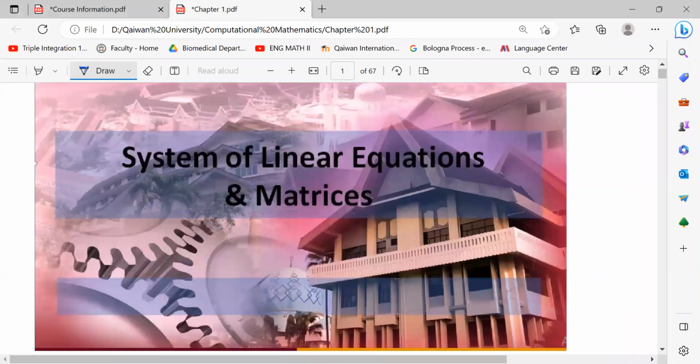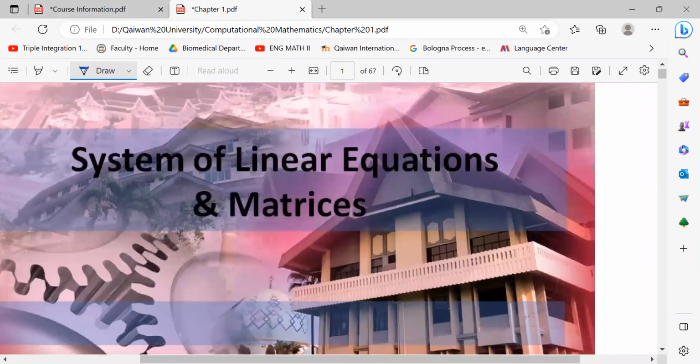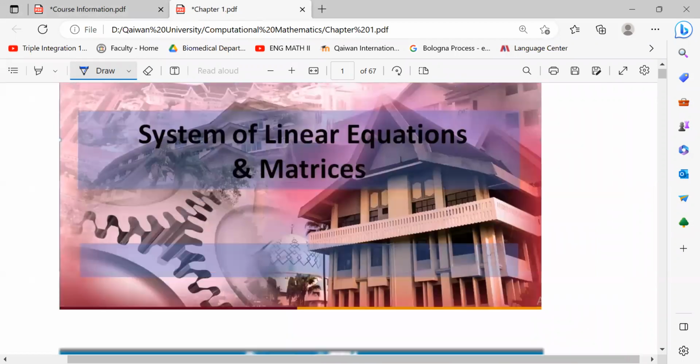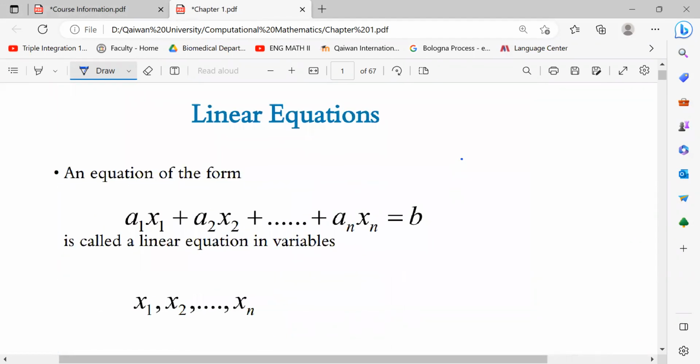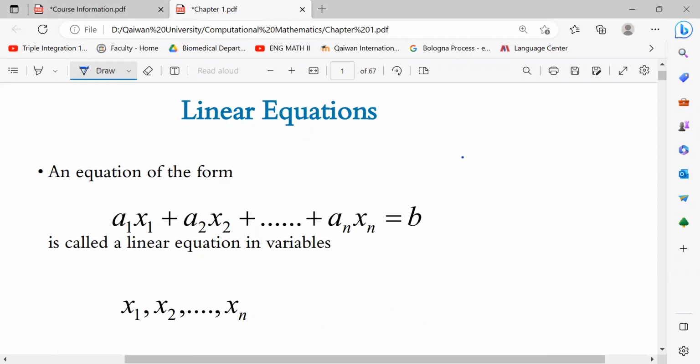The first chapter, as I said, is about linear systems, systems of linear equations and matrices. Here, first we should know what a linear equation is. A linear system is a combination of some linear equations. If you have more than one linear equation and you want to solve them together, it's called a linear system. First, you should know what a linear equation is.